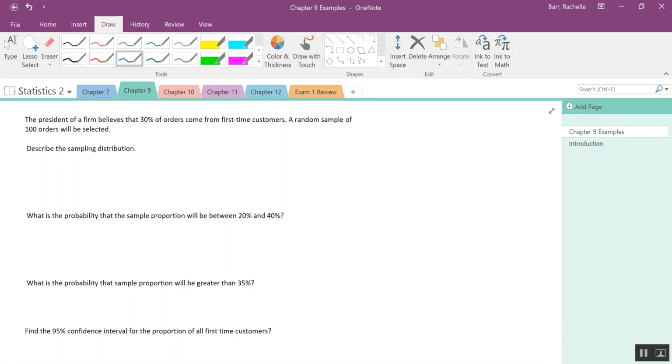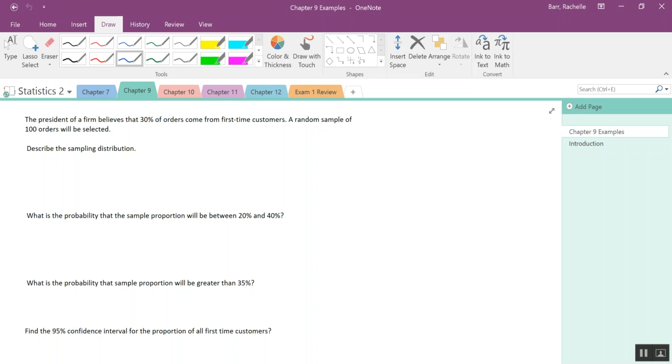So the president of a firm believes that 30% of all orders come from first-time customers. A random sample of 100 orders is selected. Describe the sampling distribution. What's the probability the sample proportion will be between 20 and 40%? What's the probability the sample proportion will be greater than 35%? And then find the confidence interval for the proportion of all first-time customers. I'm missing my hyphen there. Whoopsie.